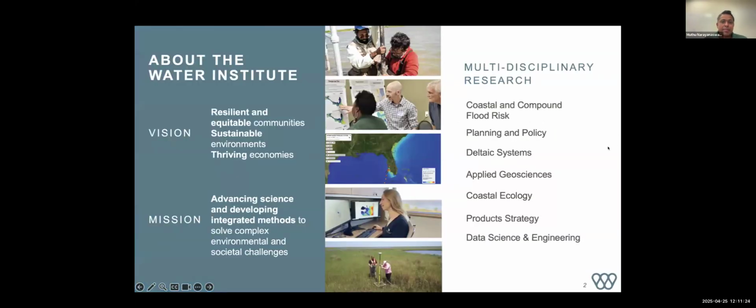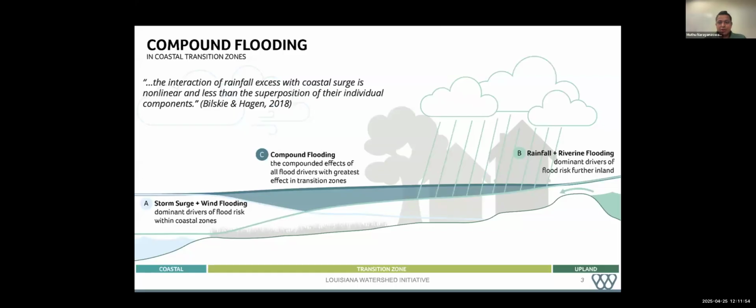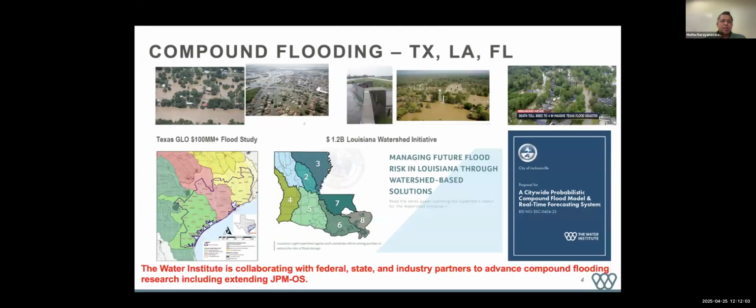So just a little bit about the Institute. We're organized into about 5 departments: coastal and compound flood risk. We have a vibrant planning and policy team. We have deltaic systems and applied geosciences and coastal ecology. Foundationally, we also have a products team that supports all the departments. We're based out of Baton Rouge in Louisiana, and we focus on applied research solutions to enhance community resilience. I think Timothy already touched on this. Basically, we're defining compound flooding as an interaction between precipitation and coastal influences.